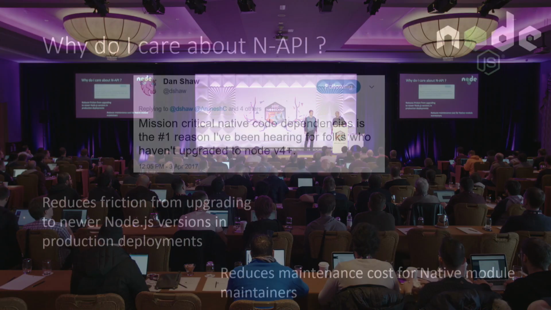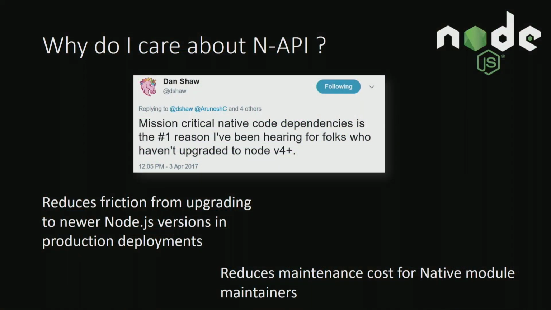This tweet from Dan Shaw actually covers this problem pretty succinctly. It says that the mission-critical Node native dependency is the number one reason why people are not upgrading their Node versions in production. So this ABI stability actually reduces friction from upgrading to newer Node versions because now the production deployments don't have to really worry about compatibility across different versions of Node. And also it reduces the maintenance cost for native module owners who have to go and update their modules every time there's a new Node release happening.